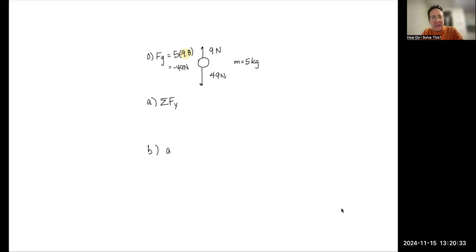And if we think about that, that kind of makes sense. We need a bigger mass to accelerate a bigger object. We need a smaller mass to accelerate a smaller object. So then if we look at the net force in the y direction, what do we have? We have 9 upward and 49 downward. So we have a total of negative 40 newtons. And then to find acceleration, we're going to do net force equals mass times acceleration. So negative 40 equals 5a. A is going to be negative 8 meters per second squared.